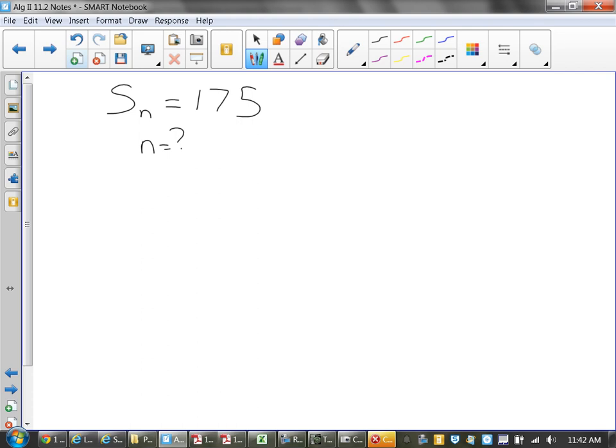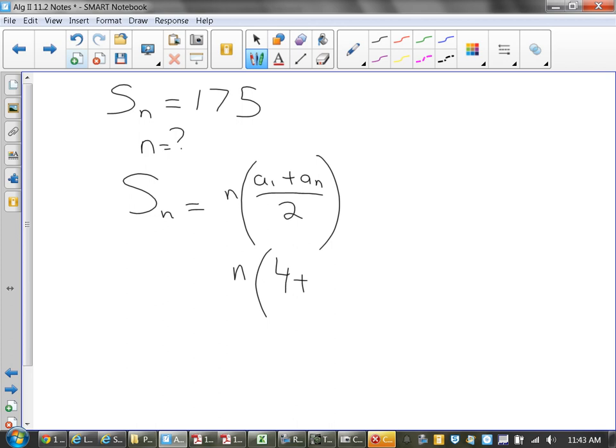So you have to use the sum formula, and that equals n times the first term plus a sub n, over 2. What was the first term in that sequence? The first term. 4. Good. So I know that it was n times 4 plus, well, I need to figure out what that a sub n is.